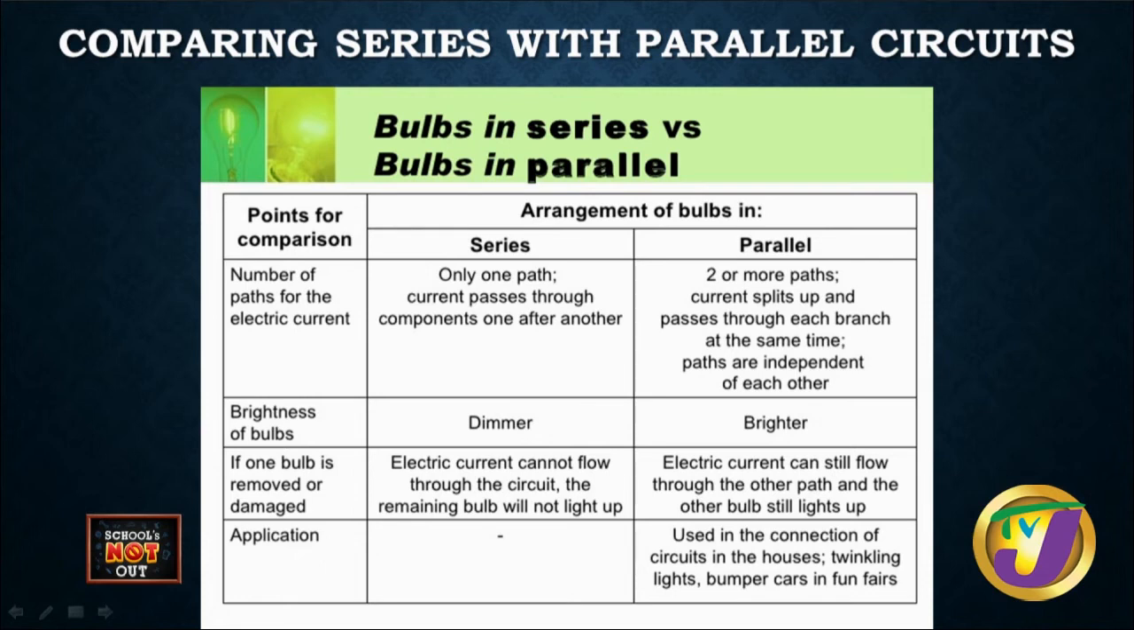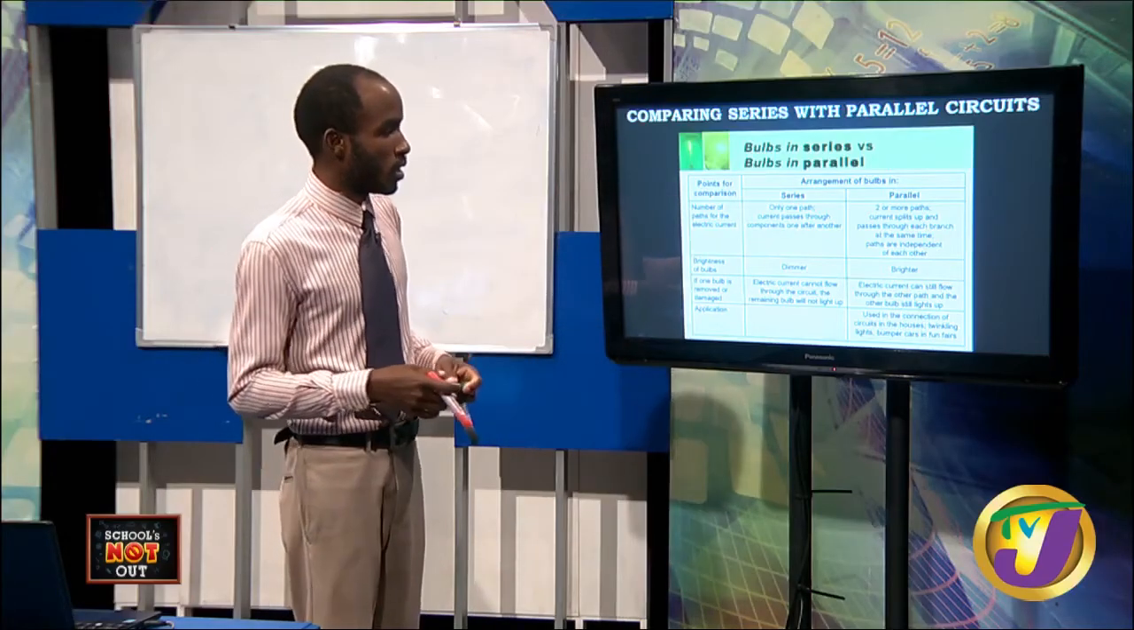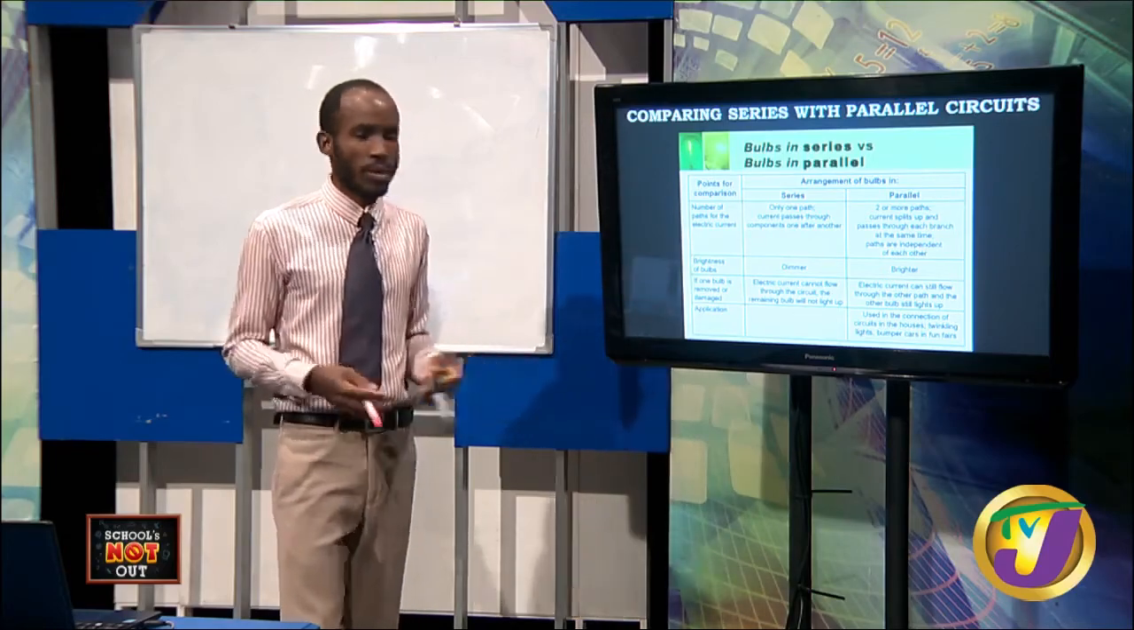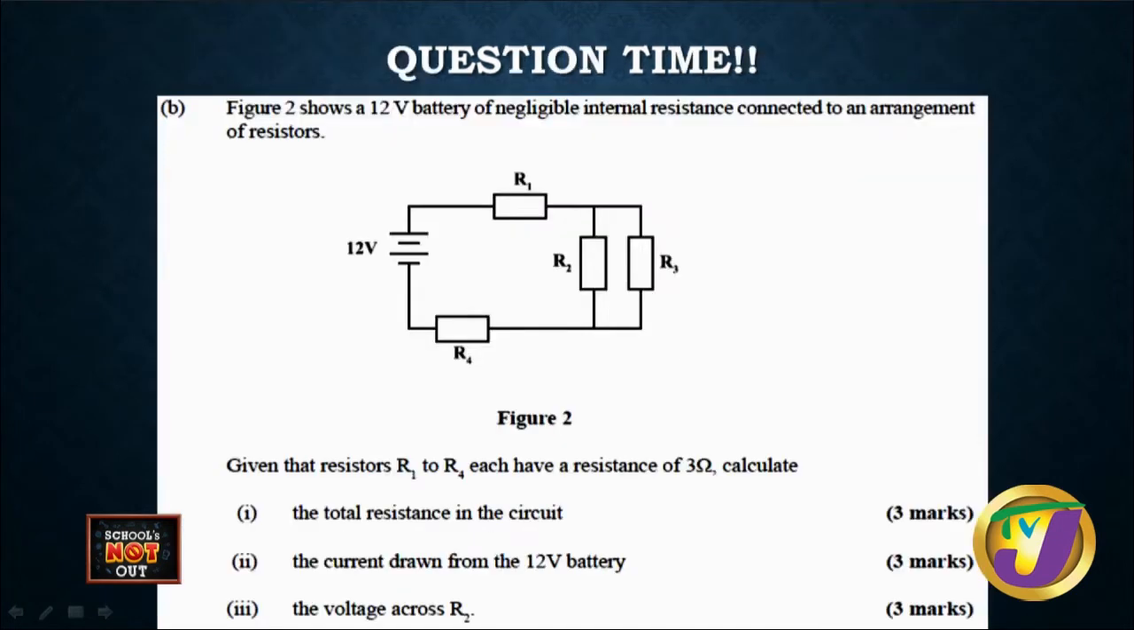If one bulb is removed or damaged, electrical current cannot flow in a series because you have broken the circuit. For parallel, you can have the other legs or the other connection points going even if one blows. As for application, there's not much for the series, but for parallel, it's mainly in wiring of houses, twinkling lights, bumper cars in fun fairs, and even in your car itself, you have different fuses, different links, different connections.